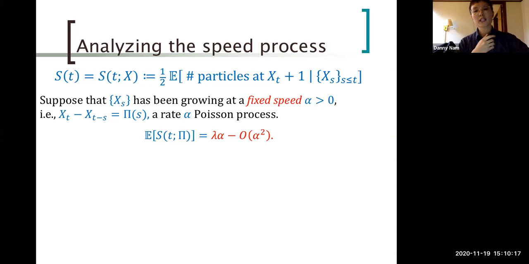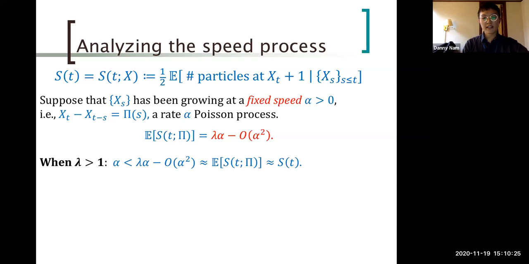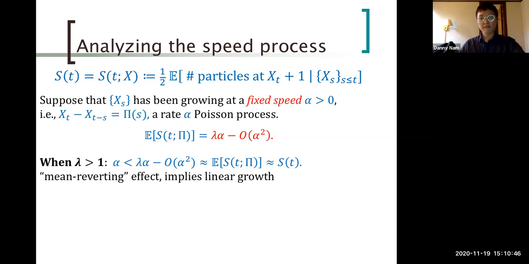For instance, if we compute the expected value of the speed, it turns out to be lambda alpha minus some smaller order term. And what we can see from here is that if alpha is sufficiently small and if lambda is greater than 1, then the speed is going to be larger than alpha, which means that if the aggregate has dropped to a very slow speed for a while, then from then on, it will grow faster. So this gives a mean reverting effect, which means that your speed cannot stay very slow for a long time. And this implies a linear growth.